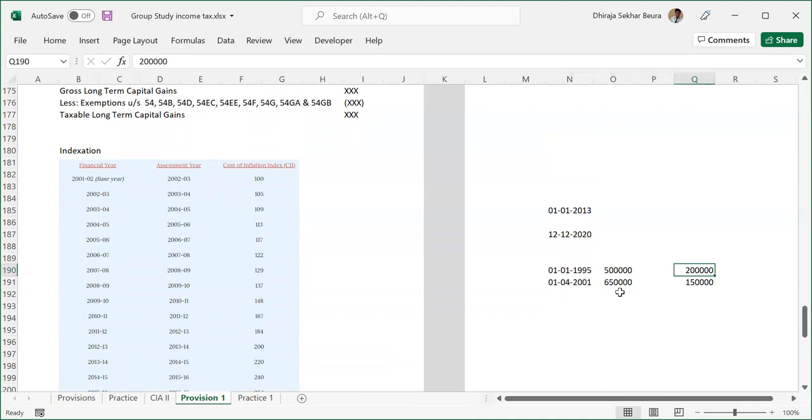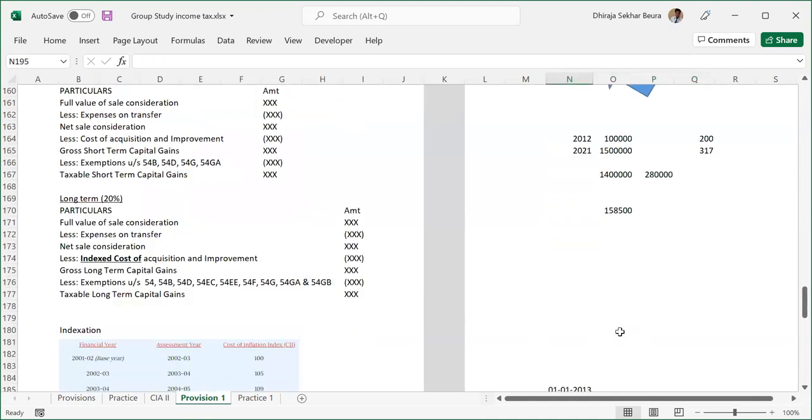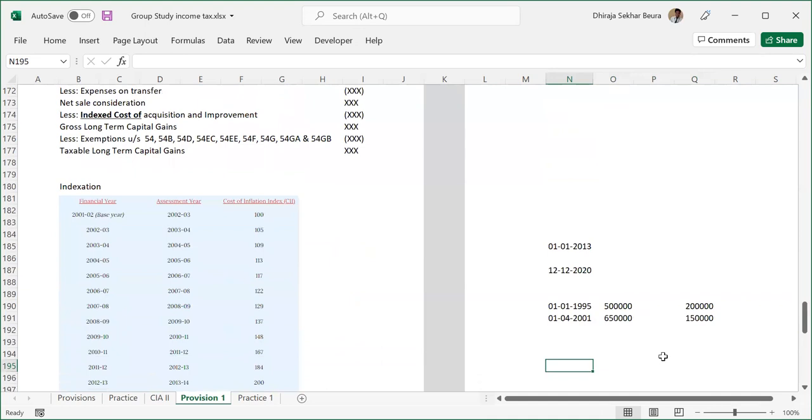Now, when multiplying and dividing the CII, cost inflation index, which one would we take? Suppose the sale has happened in 317 only. Sale has happened into the 317 CII. So we will multiply by 317. Now, which one should we divide by? We don't have to divide, right? Because we are taking the fair market value at that. But when I say 317, that is for 2021-22, right? But the fair market value that we took was for 1/4/2001, right? So we will divide by 100.